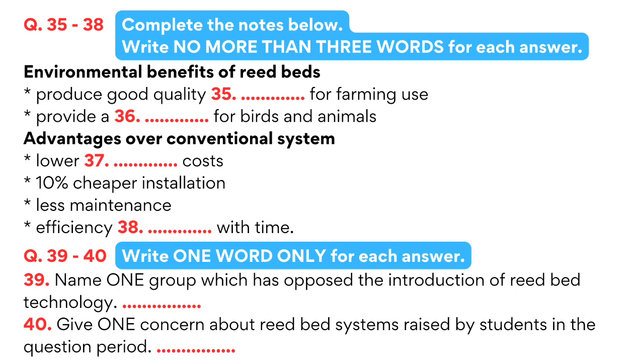But there are practical advantages to a reed bed system over existing sewage treatment plants as well. At all levels, the cost is lower than for normal systems. Labour costs are a fraction of the costs of a conventional system. Typically, a large-scale reed bed installation will cost 10% less than a mechanical system. They require little maintenance, and unlike mechanical systems, the efficiency of reed beds increases over time.